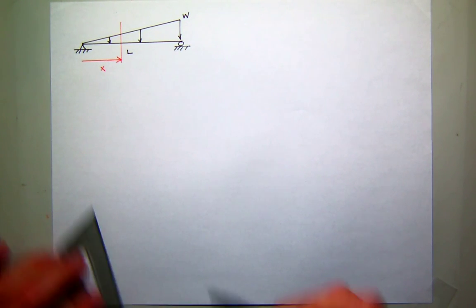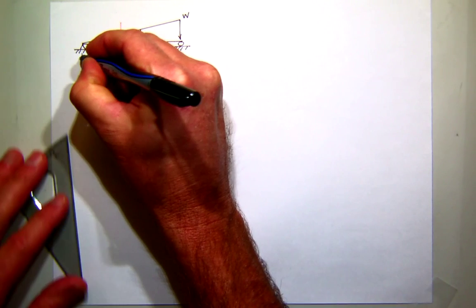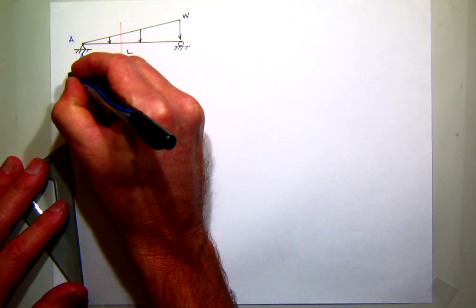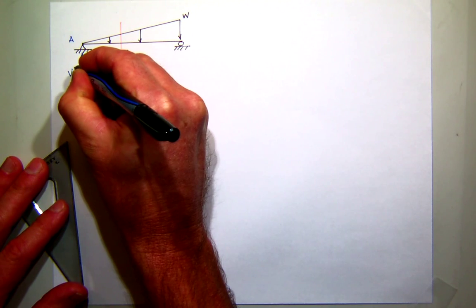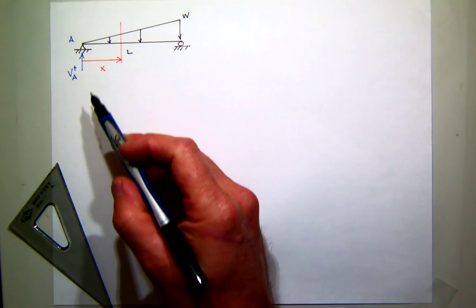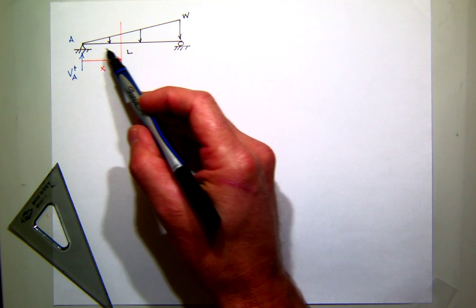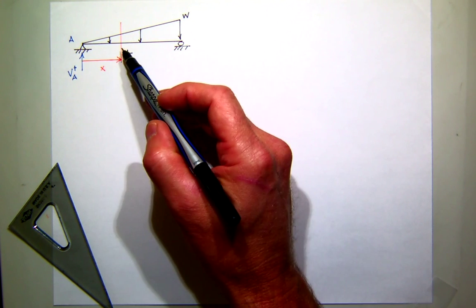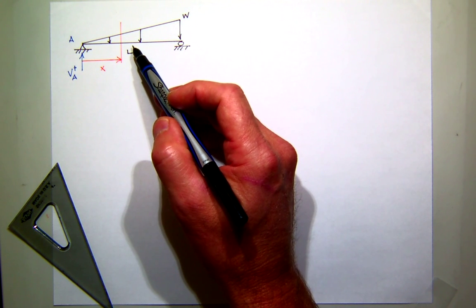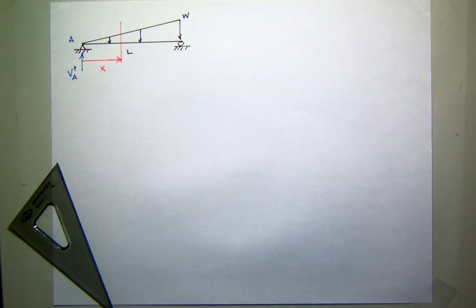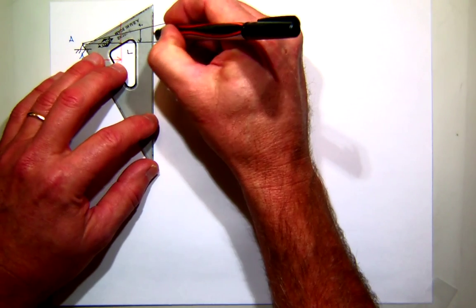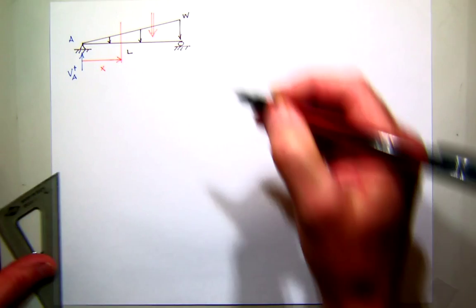So let me go ahead and put that in. Let's just say that's a reaction. I'll call that point A. And actually this will be the shear at A, and that's the positive shear at A. And there's no moment. So first I'll find this reaction, then I'll make a free body diagram on the left-hand side, find the internal shear force and bending moment, then use the bending moment and direct integration to find the displacement and the slope.